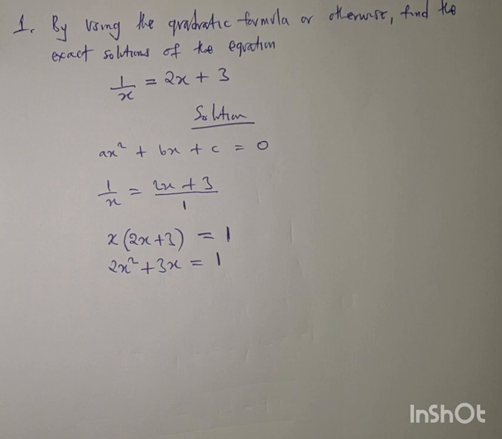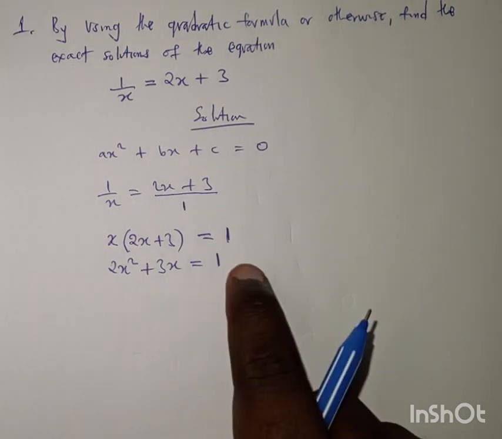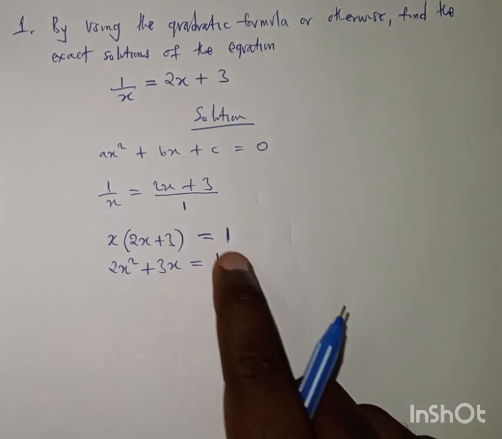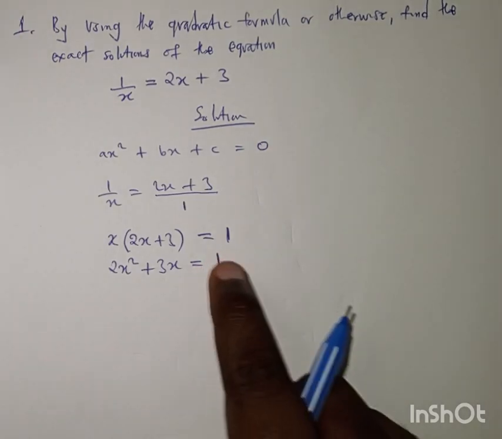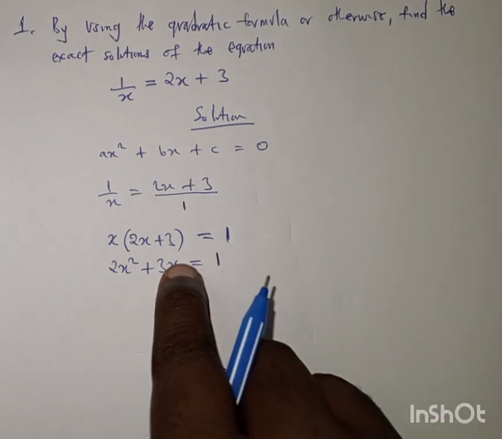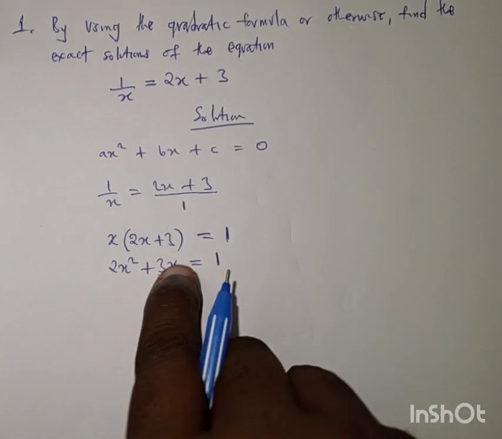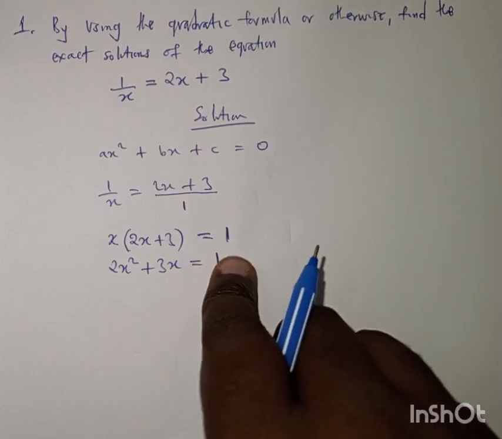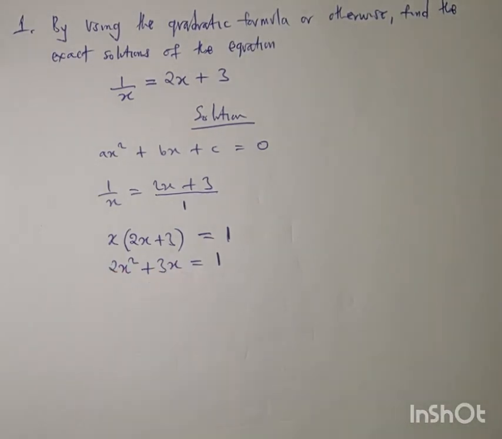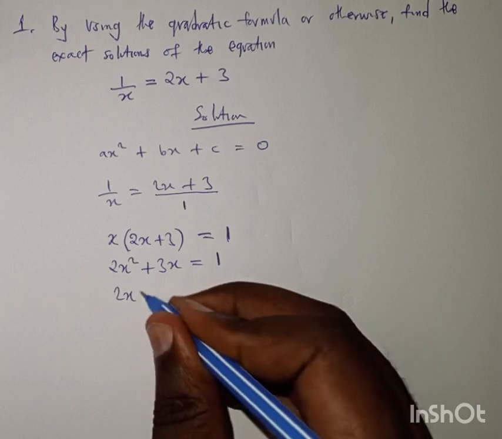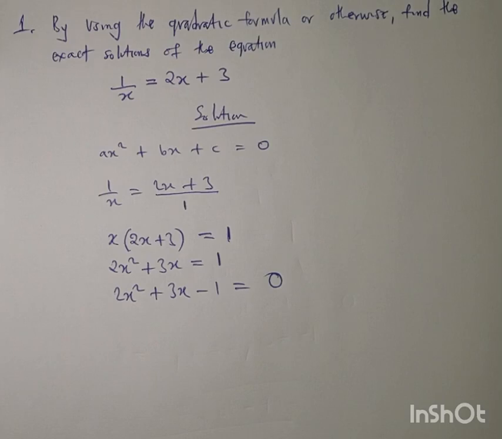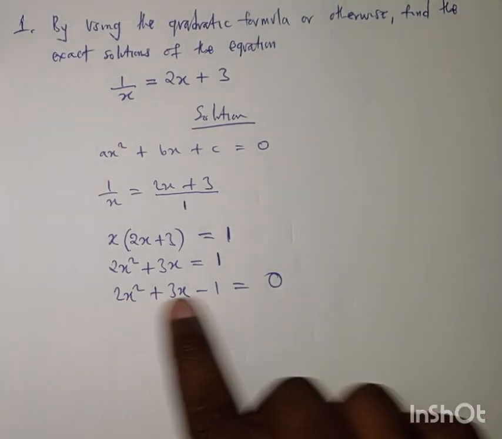Now according to quadratic form, on the right hand side of the equation we're supposed to have 0, so we don't need this 1. To get rid of it, you subtract 1. If you subtract 1 from this side, you also subtract 1 from the left hand side of the equation. Then we have 2x squared plus 3x minus 1 is equal to 0. So this is now quadratic form.